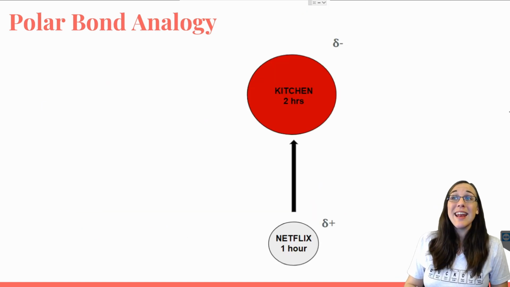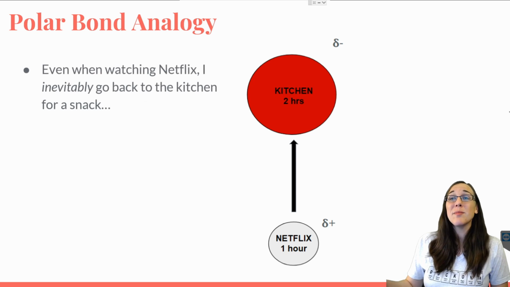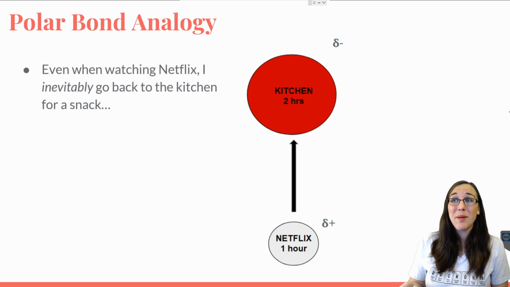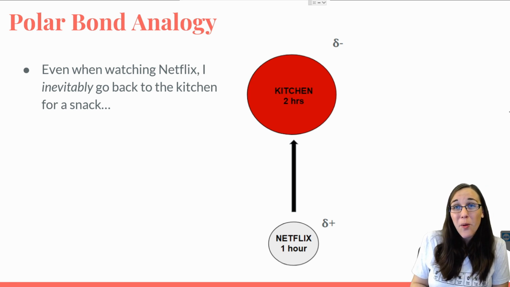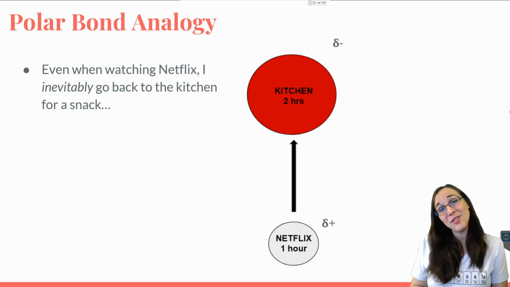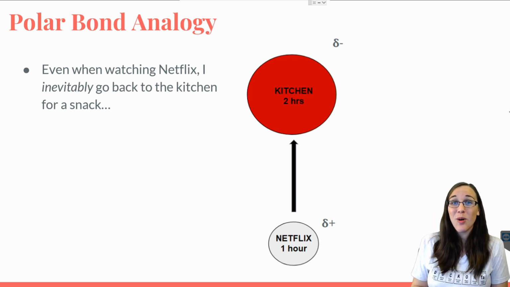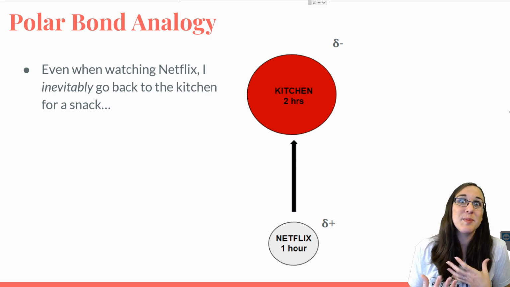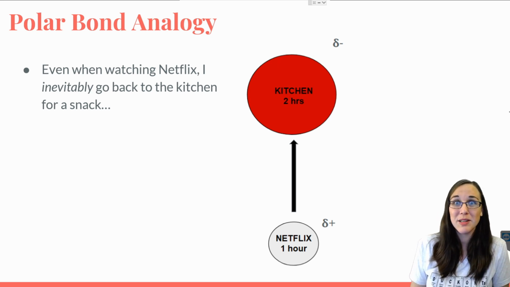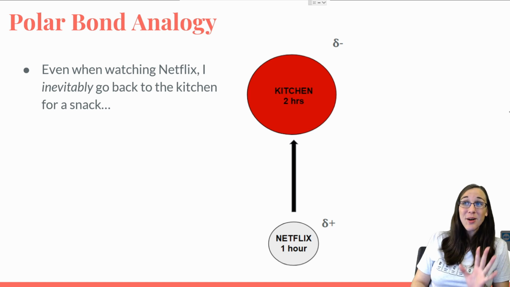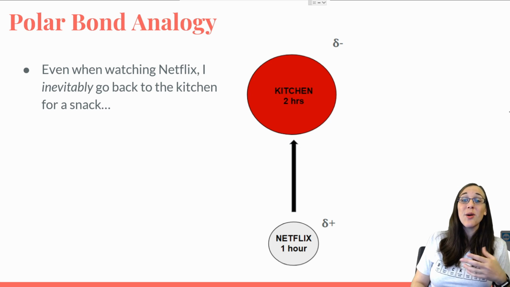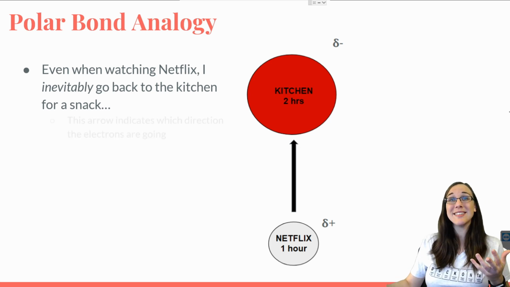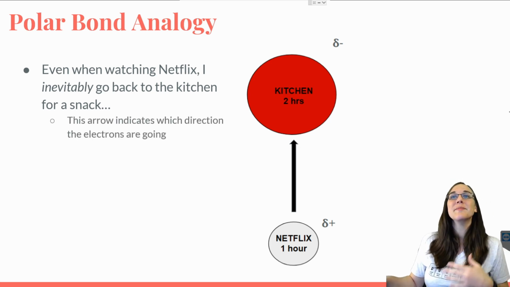So now, inevitably, even though I am going to watch Netflix for my hour, inevitably I am going to go back to the kitchen to get a snack. So even though I have to travel to Netflix, I have to go to my couch at some point and end up watching The Blacklist for as long as my husband can physically stay awake, because I would probably binge watch it if he allowed me to, I'm gonna go back to the kitchen to get a snack. I'm gonna go get some chocolate covered raisins or whatever. So inevitably, I travel back to the kitchen as the electron.